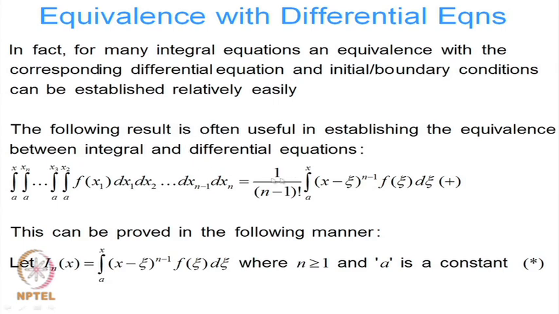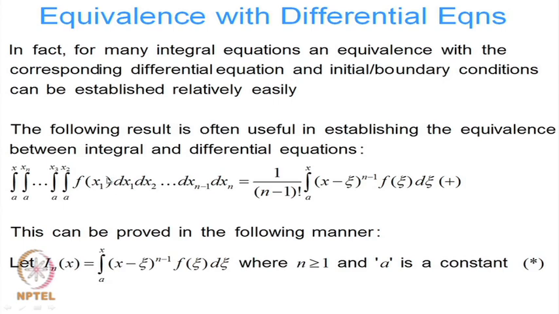In particular, we have to look at this result. Unless we understand how we have this result, it is not possible to establish the equivalence. So this is the result, which says that if I have a function f, which is a function of a single independent variable, and if I integrate it n times, if I integrate the first time, I treat f as a function of x1, and I integrate it within the limits a to x2. So then if I integrate f(x1) within the limits a to x2, what am I going to get? I am going to get a function of x2.